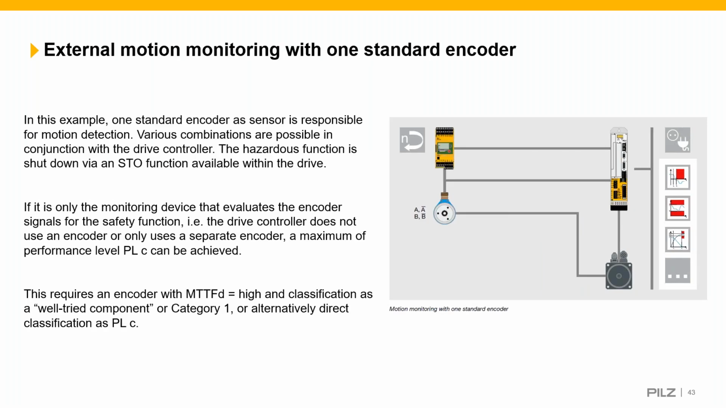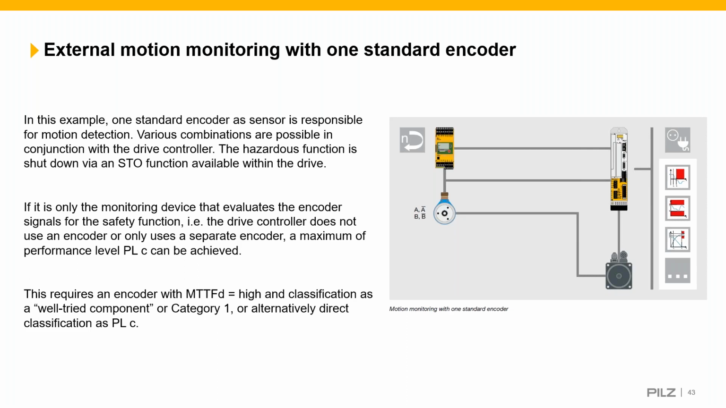So external motion monitoring with one standard encoder. In this example, one standard encoder as a sensor is responsible for motion detection, and various combinations are possible in conjunction with the drive controller. The hazardous function is shut down via a safe torque off function, which is already directly available within the drive.